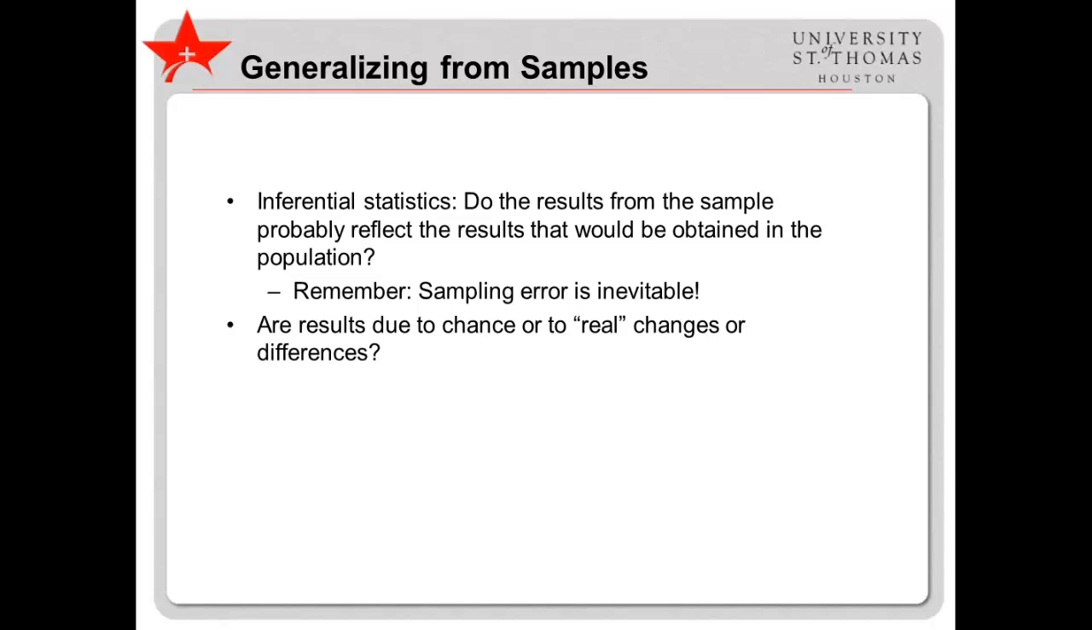Inferential statistics involve calculating the likelihood of getting a result, that is, change, difference, or effect, in a sample if no difference existed in the population. If the likelihood of this is small, the researcher can conclude that the sample result would probably be seen in the population.